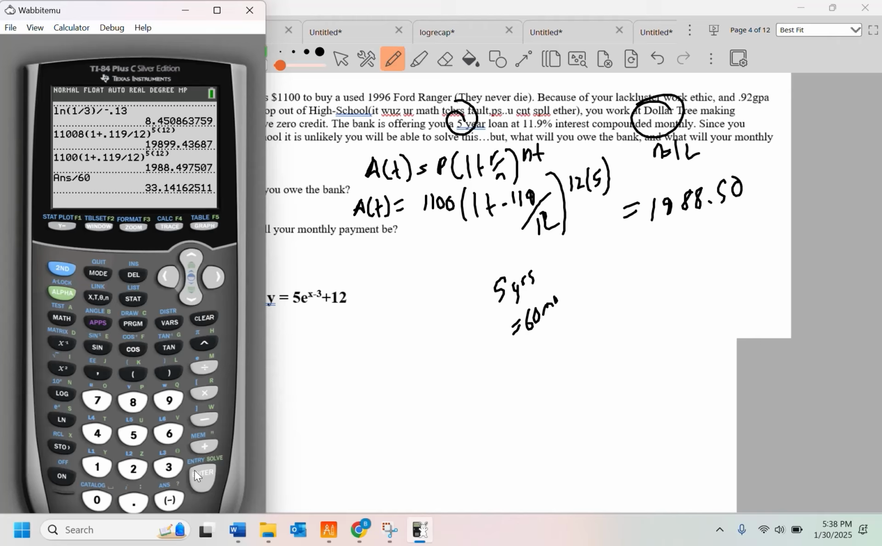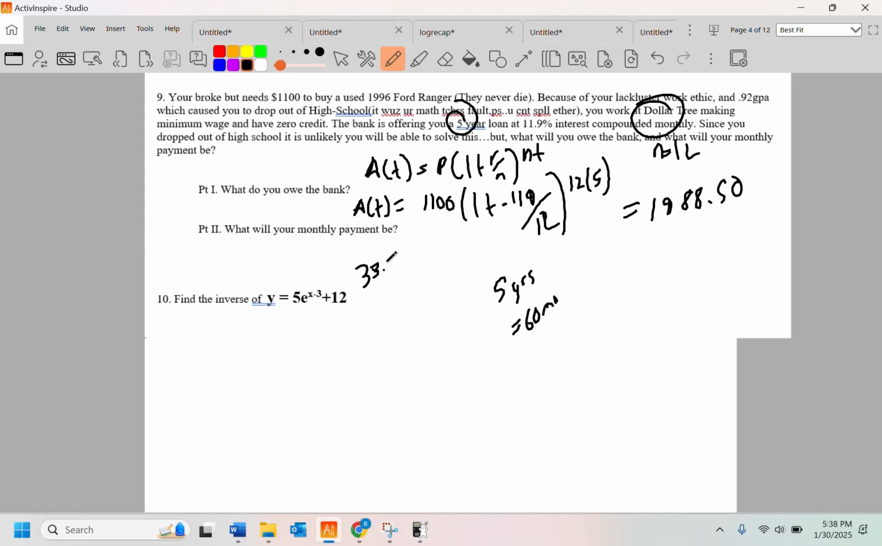But that's what your broke butt can afford. And there's a good chance that it's probably going to get towed away too, because you're probably still somehow going to mess that up and not be able to make $33 a month. And they're still going to tow your truck. Anyways, graduate high school, please. So your monthly payment is $33.14 a month. I just thought it would be more than that. $33 and 14 cents. Hope you can afford it.